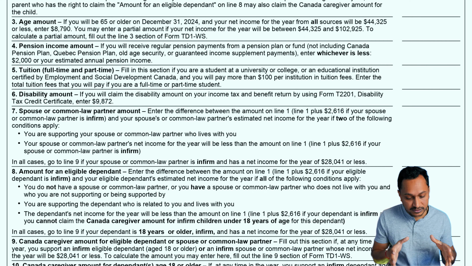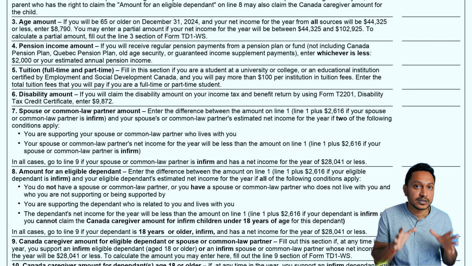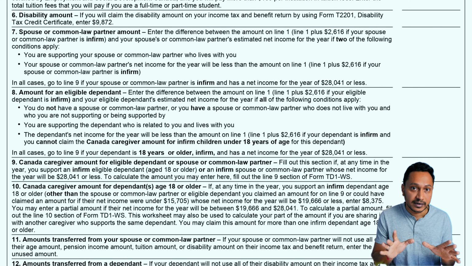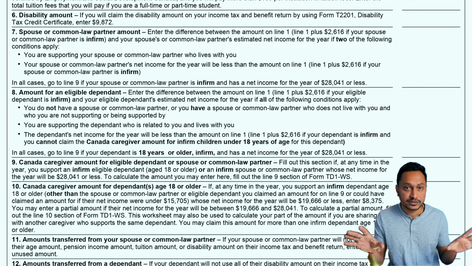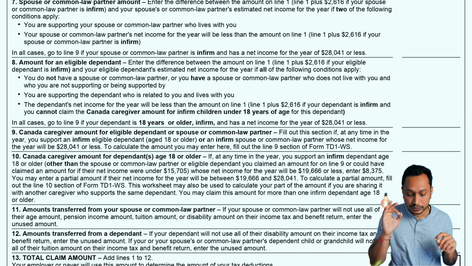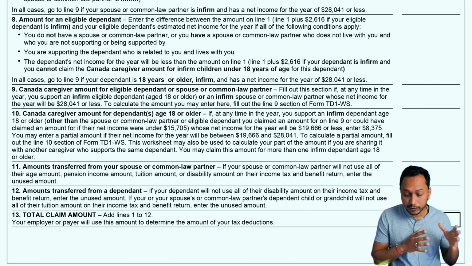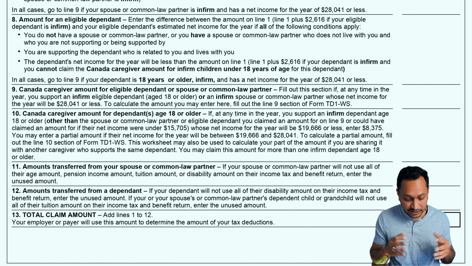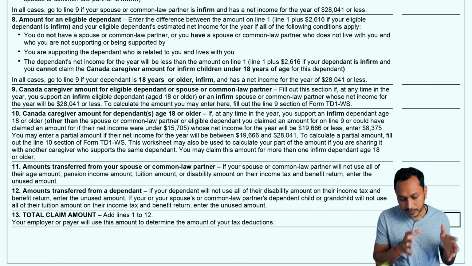Okay. The next amount is the amount for eligible dependent. Please make sure that your parents do not come under eligible dependents. It's only you, your spouse and your kids. Okay. I'm skipping through this as well. Number 9 is for the Canada caregiver amount. Again, put 0. Number 10 is Canada caregiver amount for dependents age 18 or older. Again, 0. Number 11 is amount transferred from your spouse or common law partner.